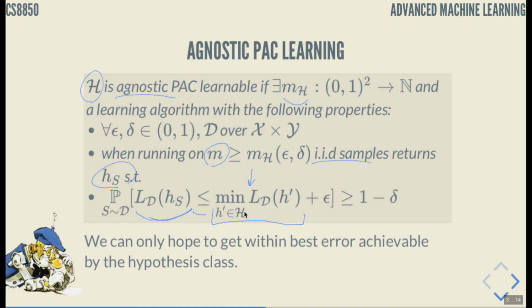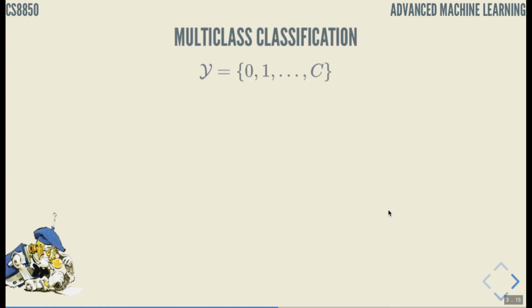We're just saying, okay, among all of the hypotheses in our hypothesis class, we want the true loss to be less than or equal to the minimally attainable error over all of our hypotheses in the hypothesis class plus some epsilon, and we want that probability to be greater than or equal to 1 minus delta. Okay, that is agnostic PAC learning.